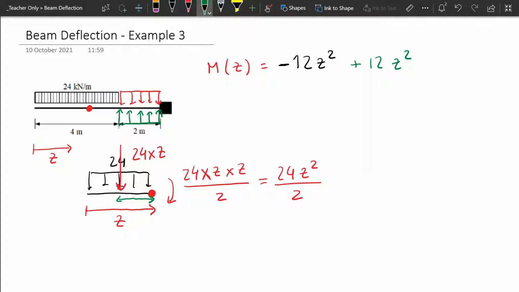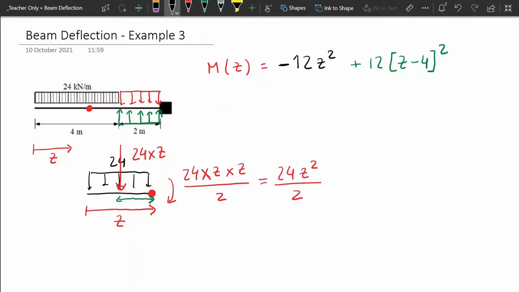But now what's the secret? The effect of the green load only starts when z is greater than 4. So what we're going to do here is similar to what we did in example 2: substitute z with z minus 4 squared, which is an example of a Macaulay function.